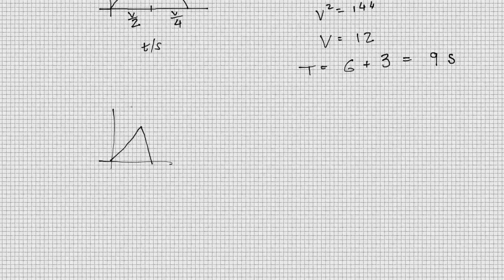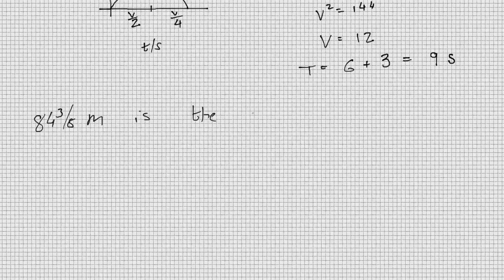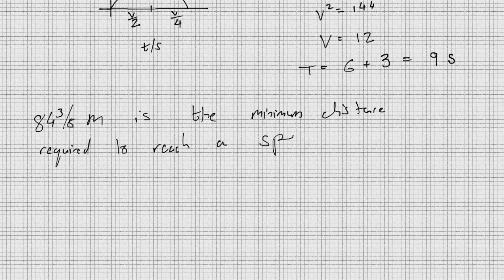So in other words, the 84 3/8 of a meter is the minimum distance required to reach a speed of 15 meters per second, i.e. the maximum speed. Okay.